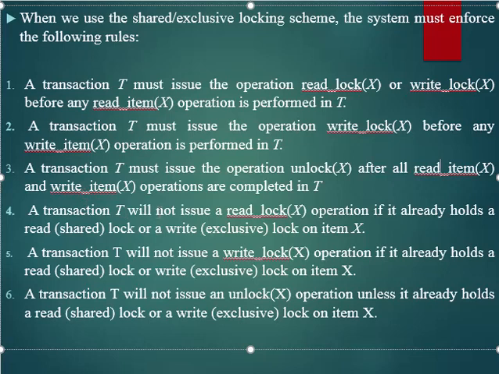A transaction T will not issue a read lock if it already holds a read lock or a write lock on the data item. So that means if it already holds the permission, then it won't need to do the read lock. And transaction T will not issue write lock X if it already holds a read or write lock. And transaction T will not issue unlock X unless it already holds a lock on X. So if it is not even holding a lock, there is no need to give any unlock operation.